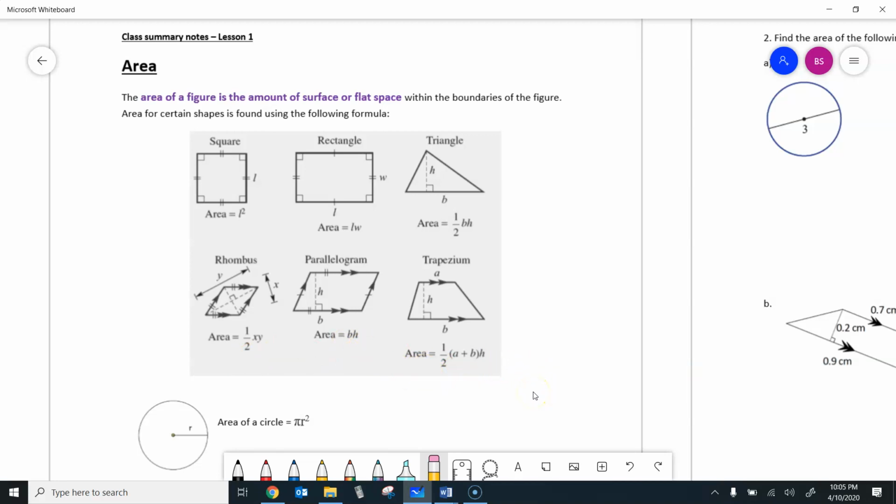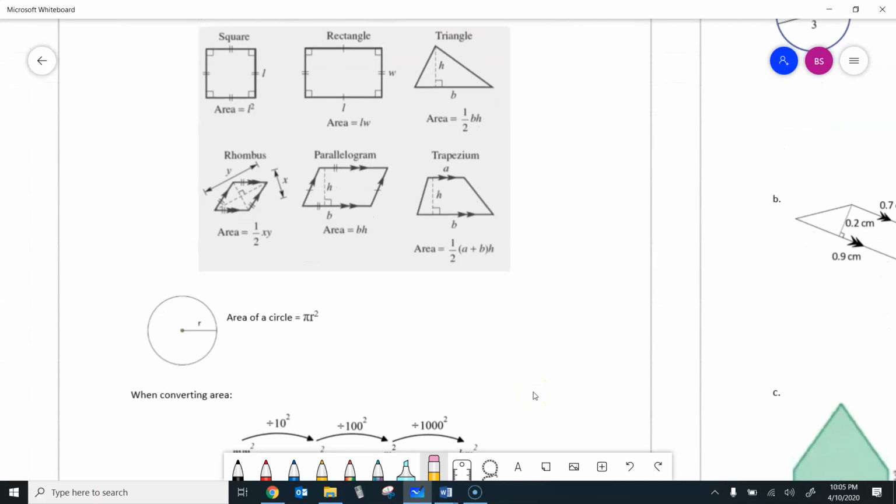Another formula for area, which is a very common one, is the area of a circle. This is pi r squared. Pi is on your calculator, so you need a scientific calculator for this topic. If you can't find pi on there, you can use the number 3.142 instead for pi, but see if you can find pi on there.